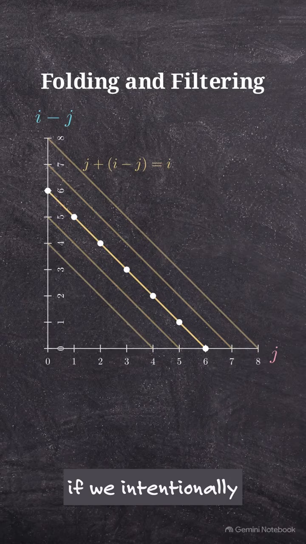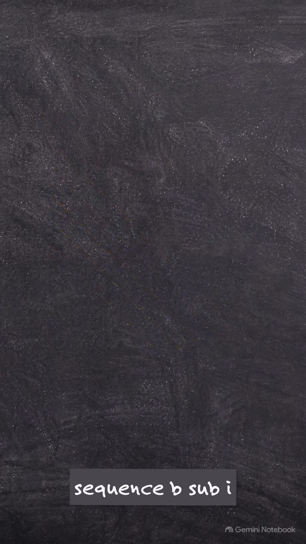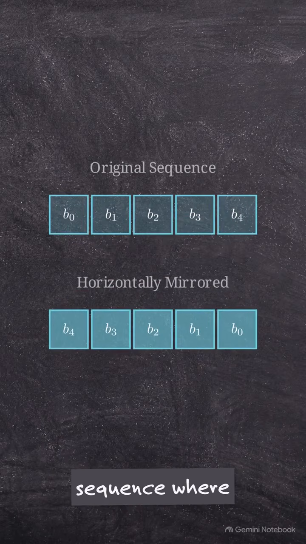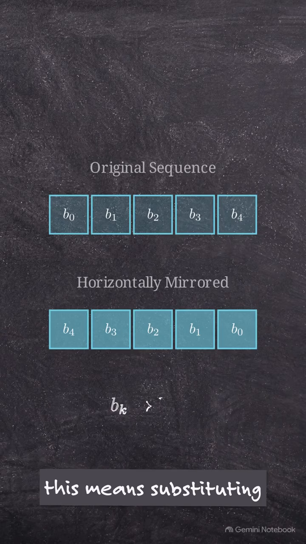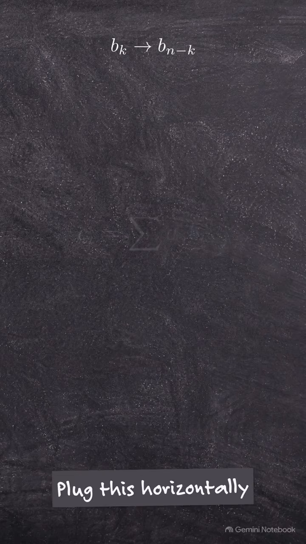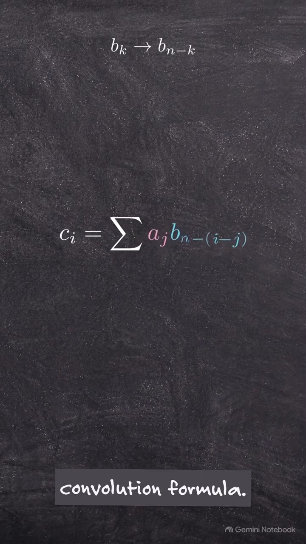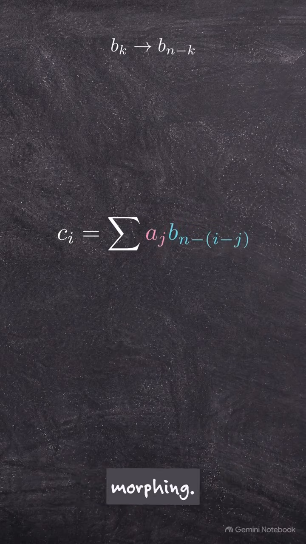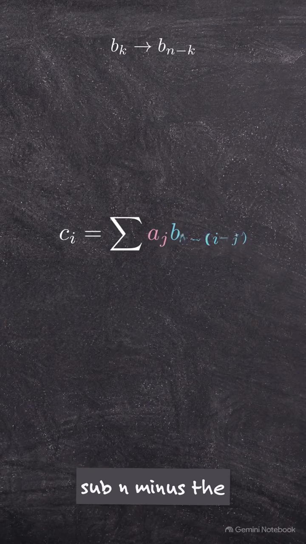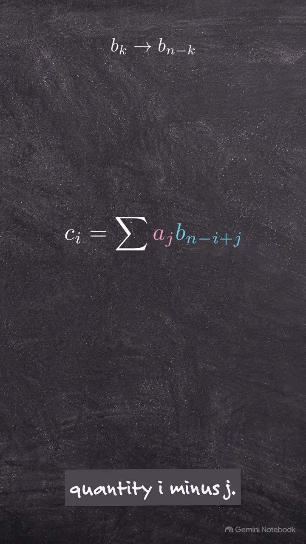But what happens if we intentionally pre-flip the sequence b sub I before convolving? Let's define a new, horizontally mirrored sequence, where every single element is reversed. Mathematically, this means substituting every b sub k with b sub n minus k. Plug this horizontally mirrored sequence back into the convolution formula. Watch the algebraic morphing. The term b sub I minus j elegantly transforms into b sub n minus the quantity I minus j. Distributing the negative sign, this simplifies perfectly into b sub n minus I plus j.